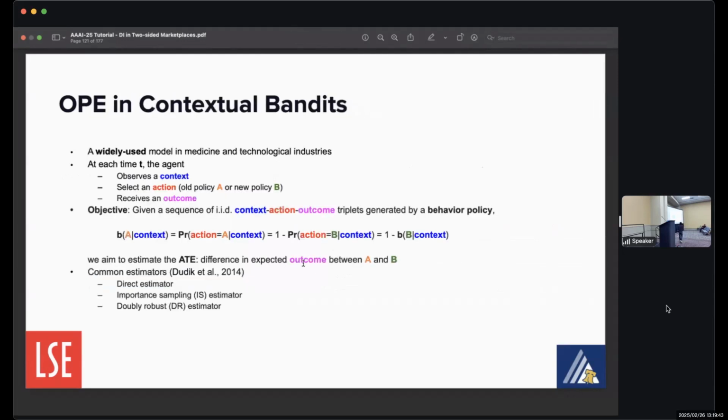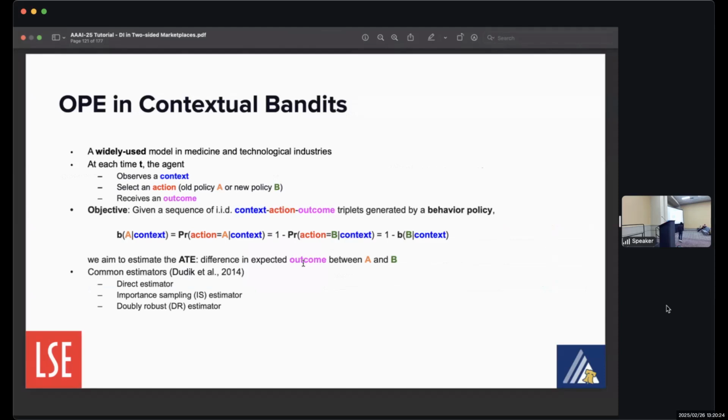So let's start with the simplest contextual bandit setting to illustrate the idea. Contextual bandits correspond to a model used in medicine and also in tech industries. So it is very simple to describe. The model basically can be described as follows. At each time point, the agent will observe some contextual information. And then, based on this contextual information, the agent will choose an action. And again, in the context of A/B testing, the action is binary. So either it is an old policy or a new policy. And after that, the agent will receive an outcome.